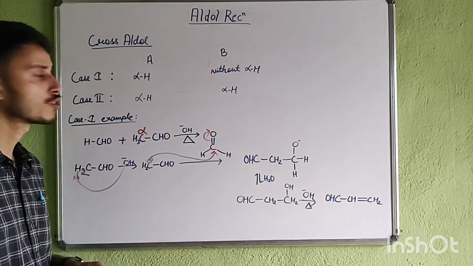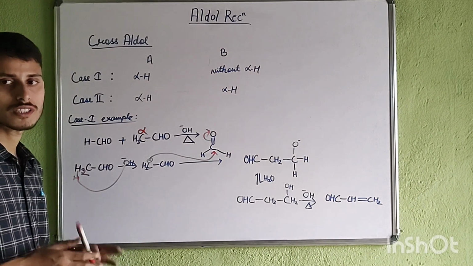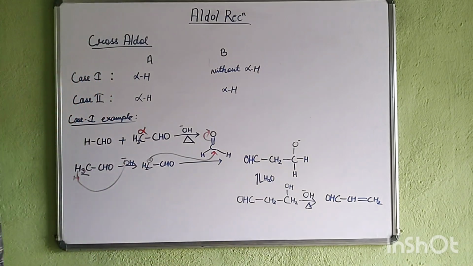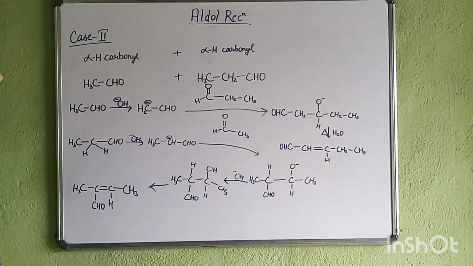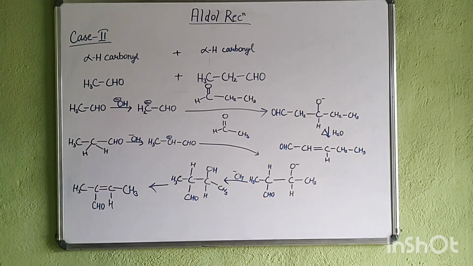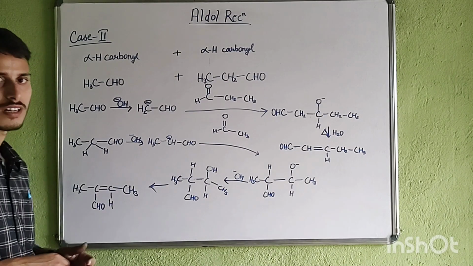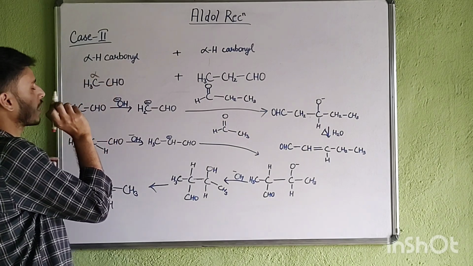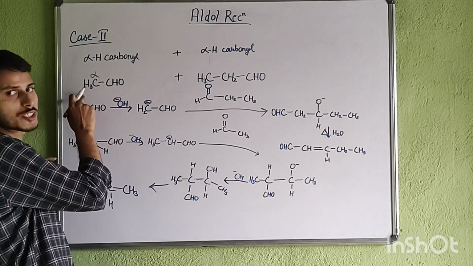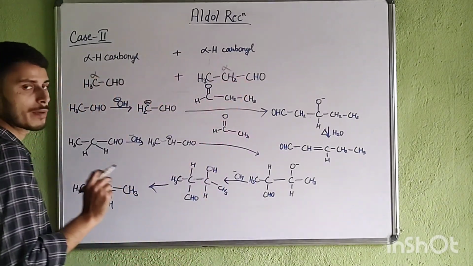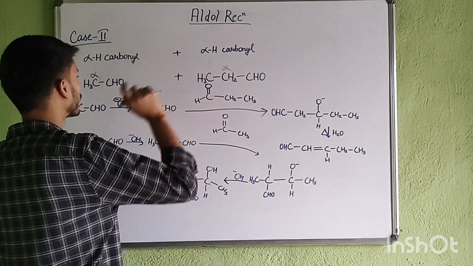We can also have case 2, where both the compounds have alpha hydrogen. So how the reaction will proceed, we'll see now. Now come to case 2, where both the compounds are having alpha hydrogen. So we can get more than 2 products here. This is the alpha carbon and hydrogen is present here. This is alpha hydrogen and this is alpha carbon. We can form enolate from here also and from here also.